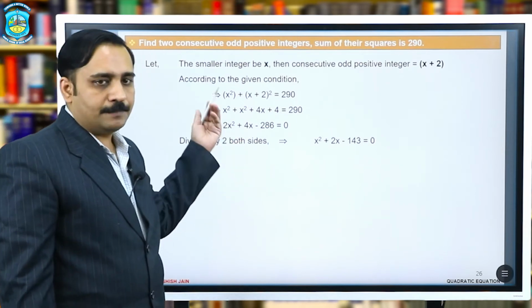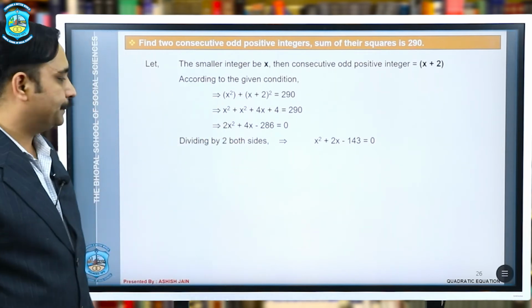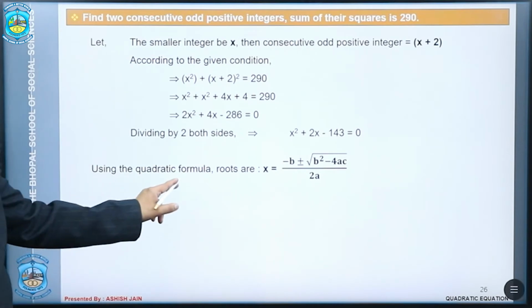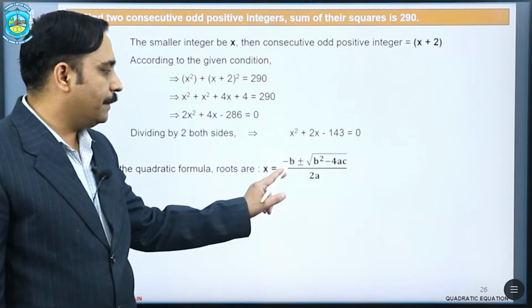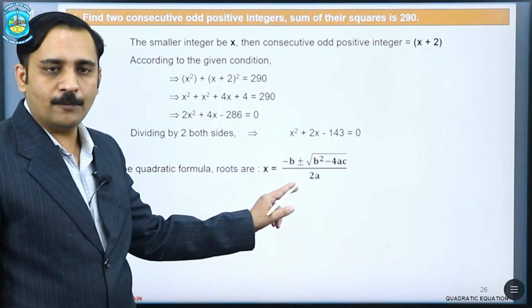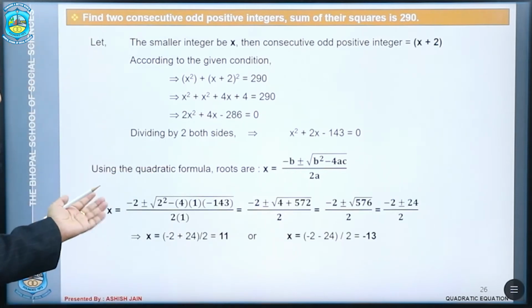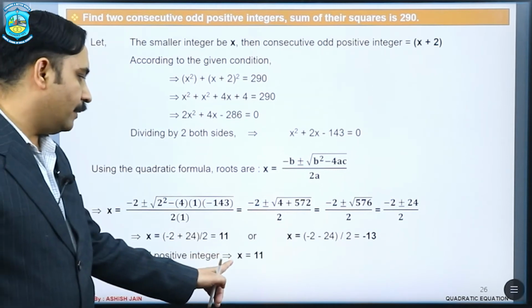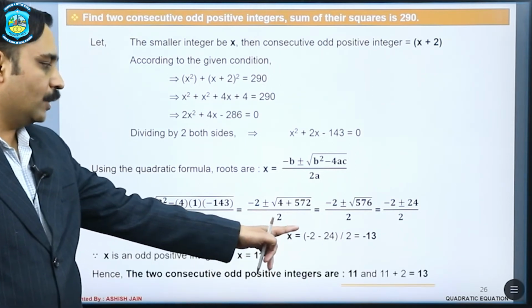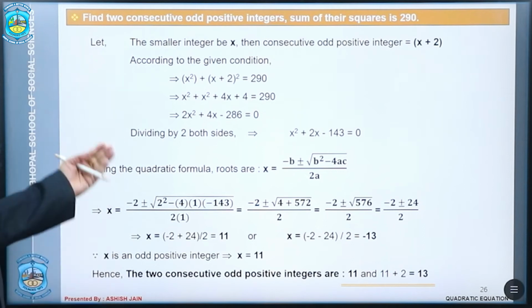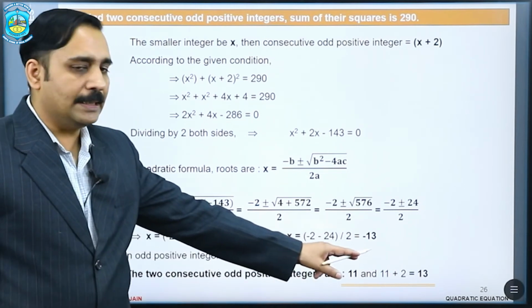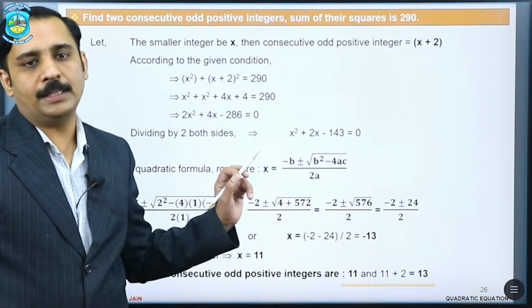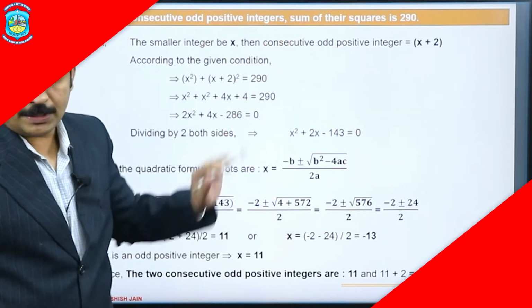So we will use the completing the perfect square method. Here we will use the quadratic formula x is equal to minus b plus minus under root of b square minus 4ac upon 2a. On putting the values, we are getting two values of x. The first value is x equal to 11, the second value is x equal to 13, right? So we have roots of this equation as 11 and 13. These two values would be the consecutive numbers.